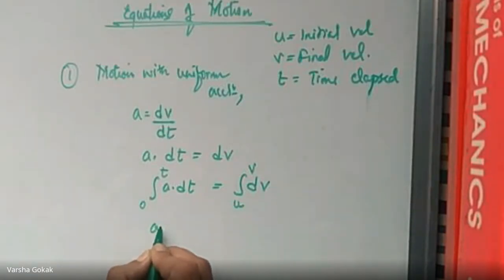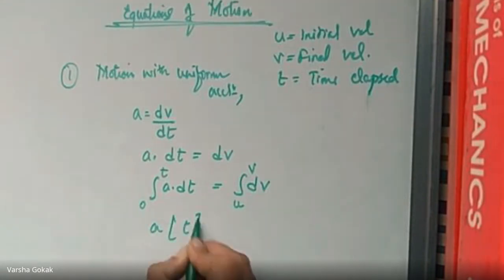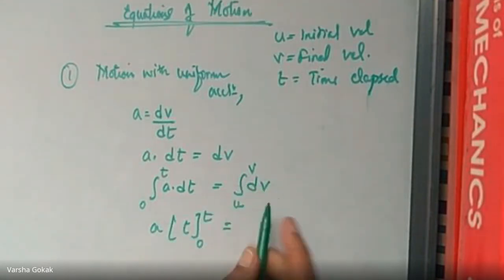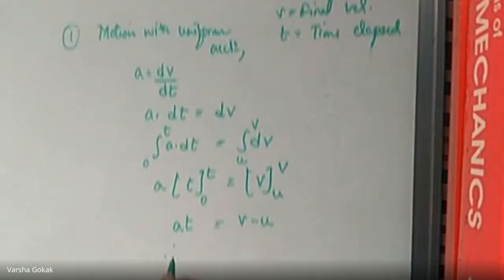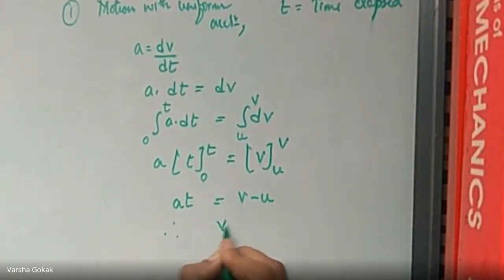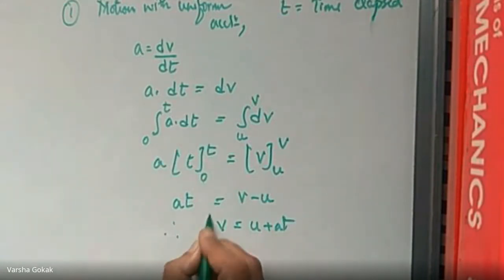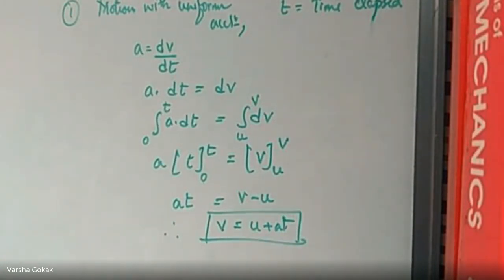So a is a constant, it comes out, and the integration of dt becomes t, from 0 to t. And here there is no constant. The integration of dv becomes v, from u to v. When I open this bracket, with 0 and t, this becomes at and this becomes v minus u. Therefore, I get v equal to, sending u to this side, u plus at. This is your first equation of motion, right?